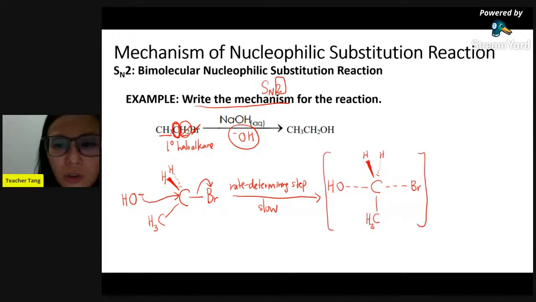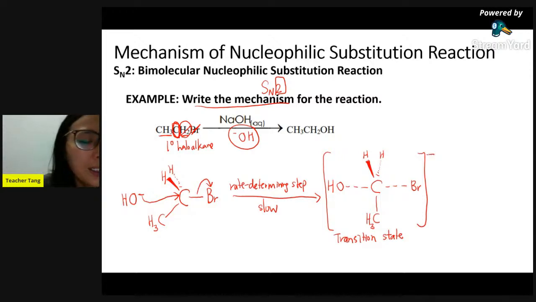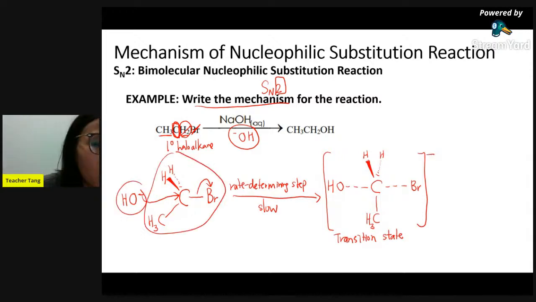If you don't put the double dagger symbol, you can write this is the transition state, and this is the activated complex that you get. And the charge is -1, because the total charge is -1.